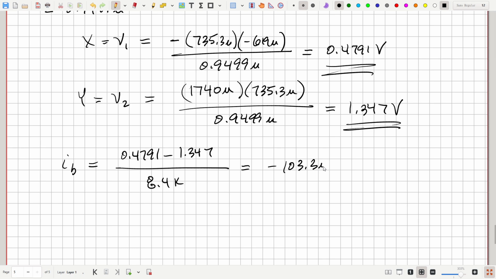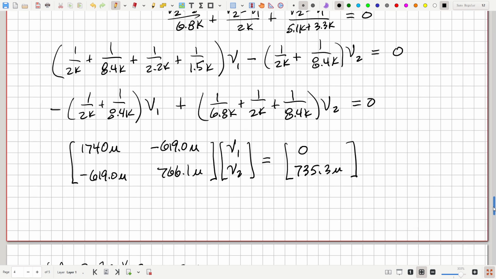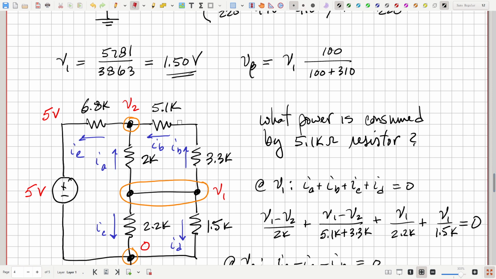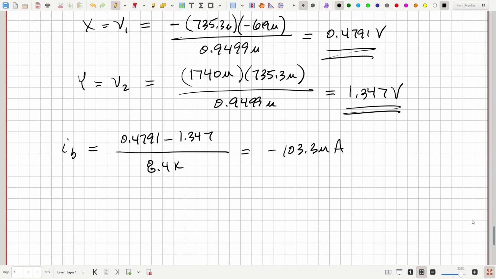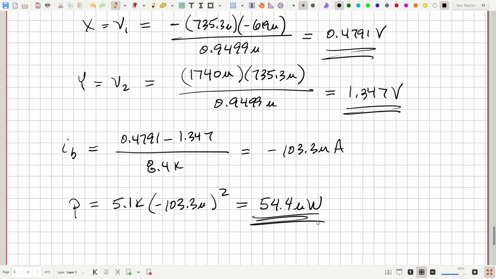And that is minus 103.3 microamps. Okay, and so what is the power dissipated in the 5.1K resistor? It's I squared R. So the power is 5.1K times minus 103.3 micro squared. Punch those numbers and you get 54.4 microwatts would be our answer.